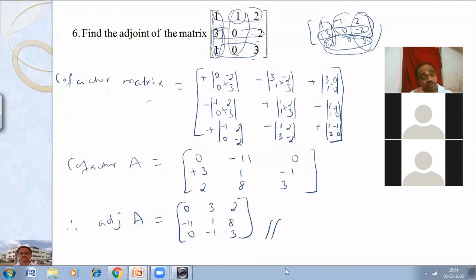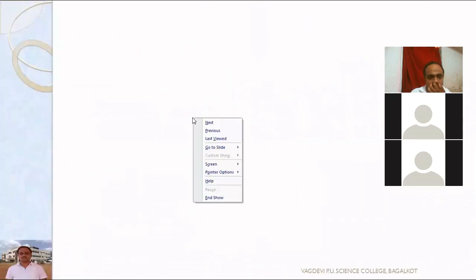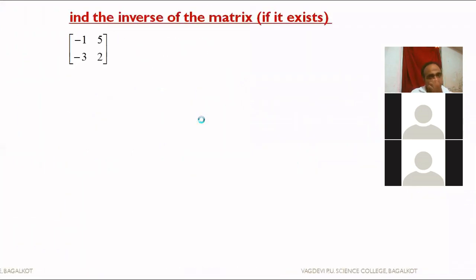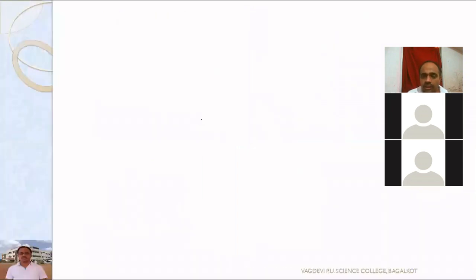So next comes inverse of the matrix. Already we have seen how to find inverse of the matrix, in the matrix chapter. In the college we have studied inverse of a matrix. So what is inverse of a matrix? I've explained, and we also saw the method of finding the inverse of a matrix by using elementary operations. So two concepts I have told you.